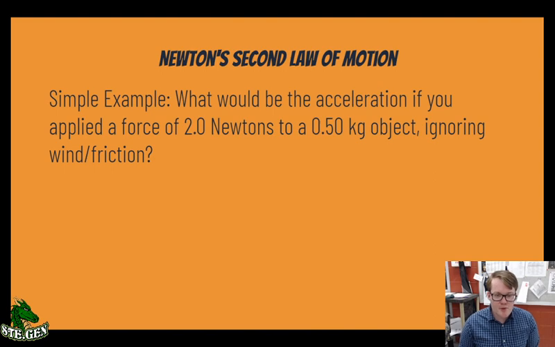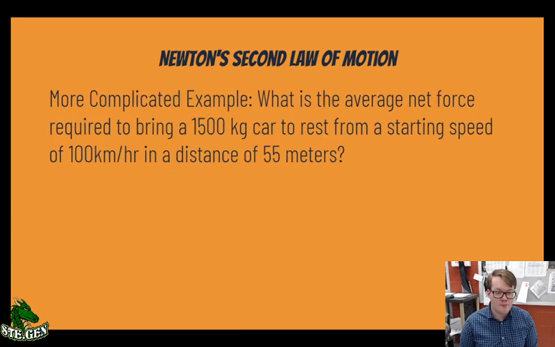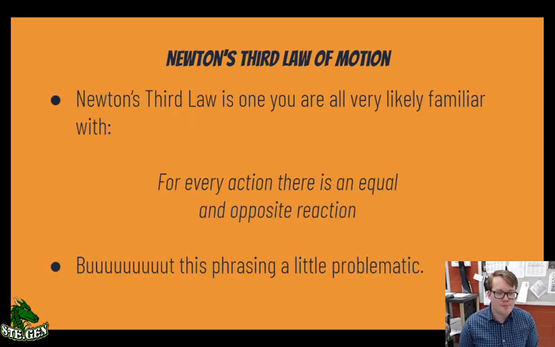I've got some examples here that we'll work out in class together, and they're pretty straightforward. Well, with the acceleration, if you applied a force of 2 newtons to a 0.50 kilogram object, ignoring wind and friction. And then a more complicated example is, what is the average net force required to bring a 1,500 kilogram car to rest from a starting speed of 100 kilometers per hour in a distance of 55 meters? For that one you're going to need some of your equations from the last few chapters.